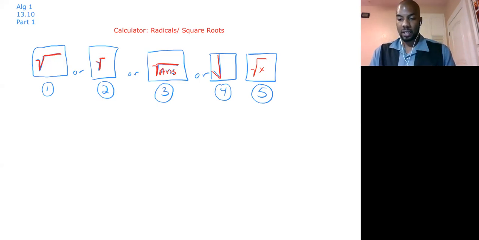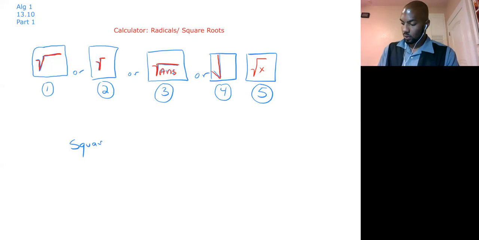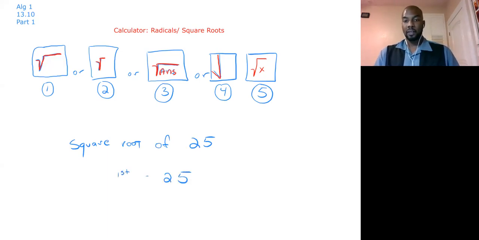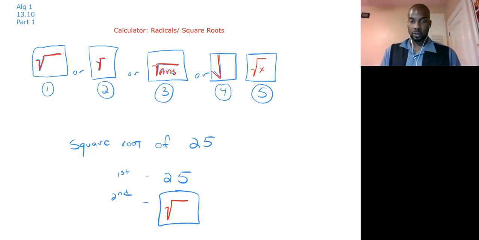The way you type it into your calculator, let's say you needed to find the square root or the radical of the number 25, okay? You would go to your calculator and type in 25, the 2 and the 5. And then, after that, you would just press the square root button. And it will spit out for you the correct answer, okay?